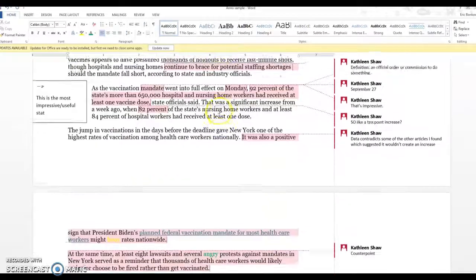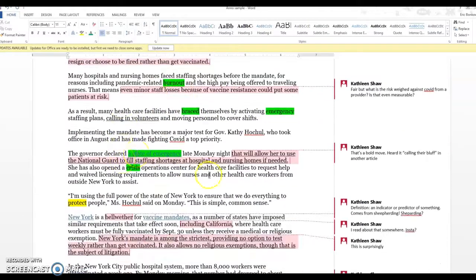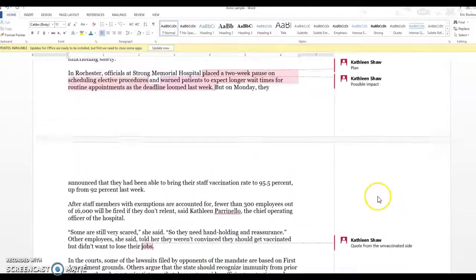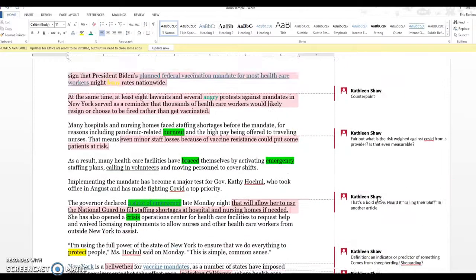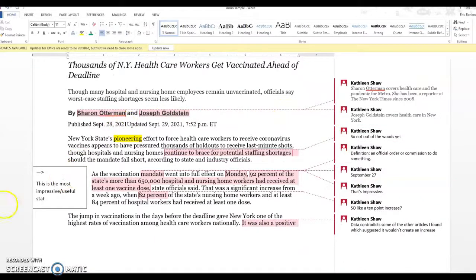You can see going down here that I have comments all over the side, and I also have lots of underlined things. In these comments on the side, I have things like definitions. I have some comments that are stupid. I have some comments that are helpful. I added a text box that says this is the most impressive / useful stat because I think that if I were to incorporate this in some kind of writing, this is the best stat in the whole article.